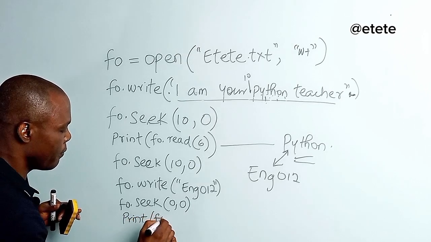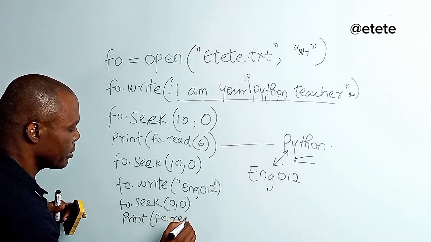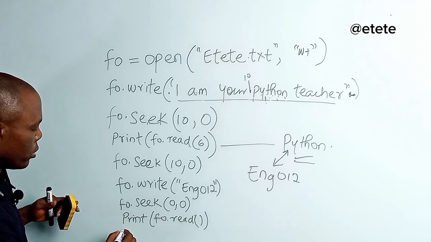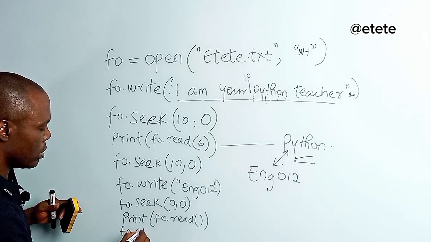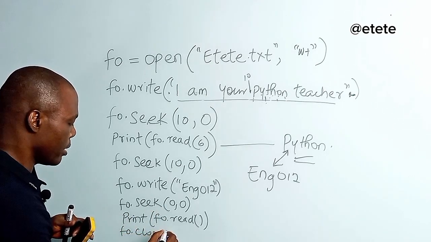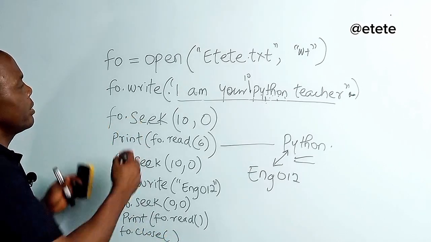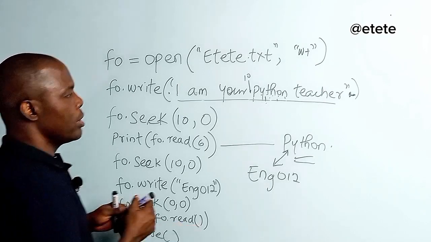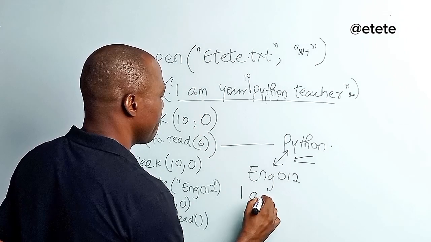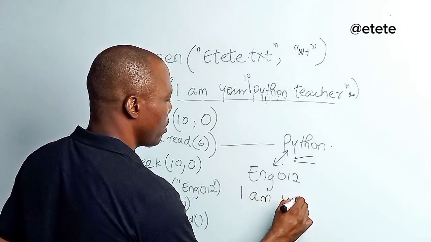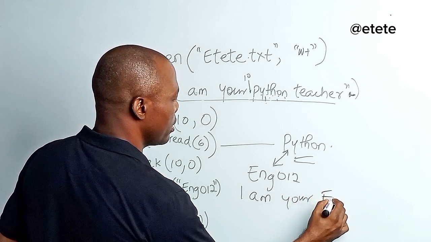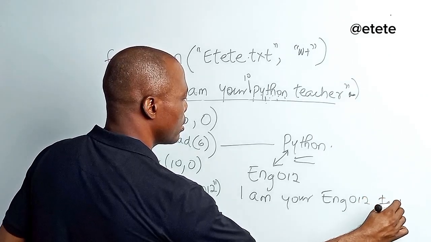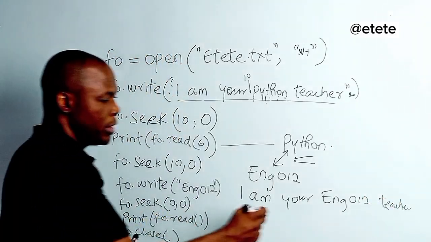Print fo.read, right? And then I will close. So fo dot. I hope you are still seeing. Now, if you look at this, is it. Now, when I print this one out, it's going to show me I am your English 012 teacher. So this is what it's going to show me.